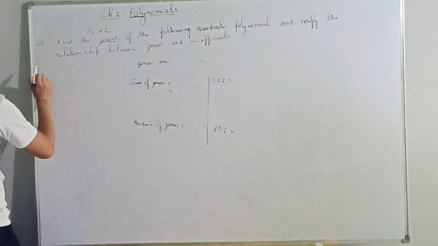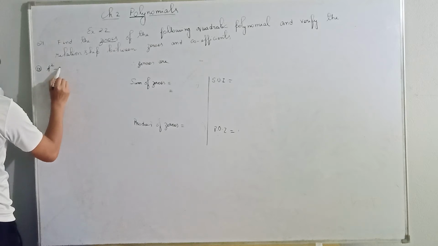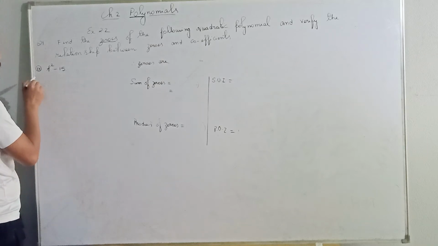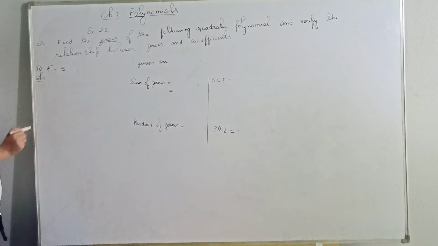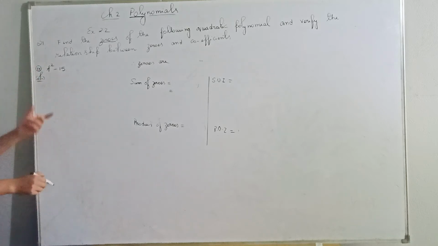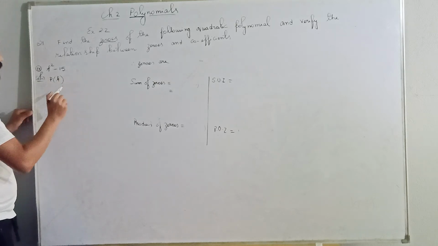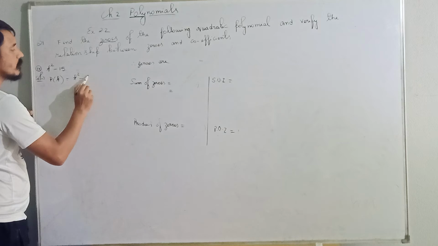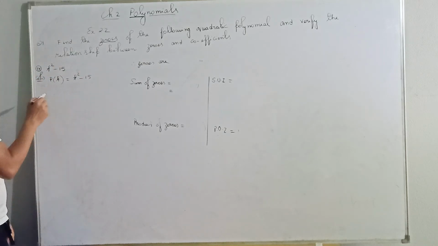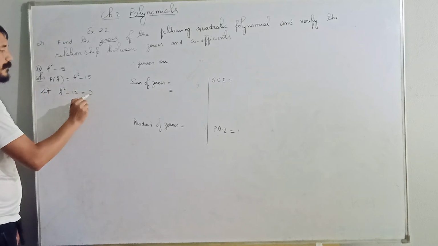So Roman 4, your given polynomial is t square minus 15. This is your polynomial, t being the variable. So I'm going to denote this polynomial by p(t), which is t square minus 15. In order to find the zeros of this polynomial, we will first equate this polynomial to 0.